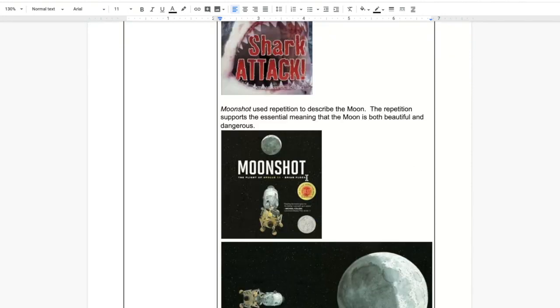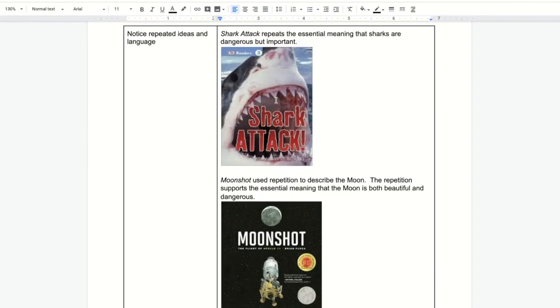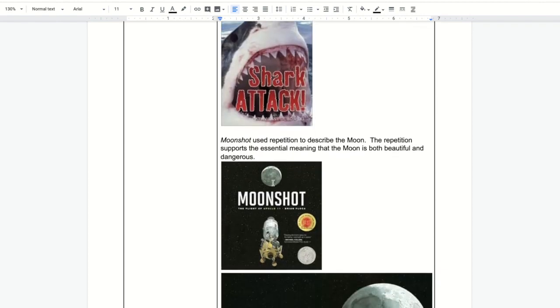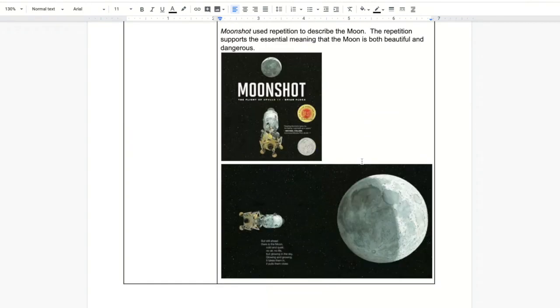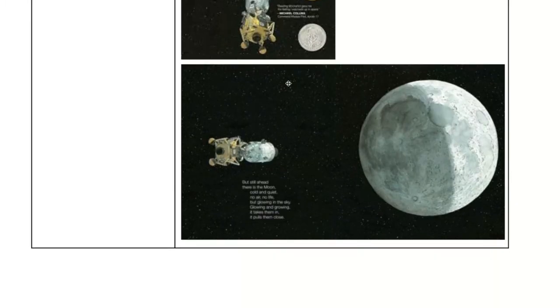All right. Now moving on to Moonshot. So in Moonshot, we talked about the repeated words a lot to describe the moon. The repetition supports the essential meaning that the moon is both beautiful and dangerous. So here we have an image of 2 pages from Moonshot, and it might be a little blurry, but I'll read it out loud for you.